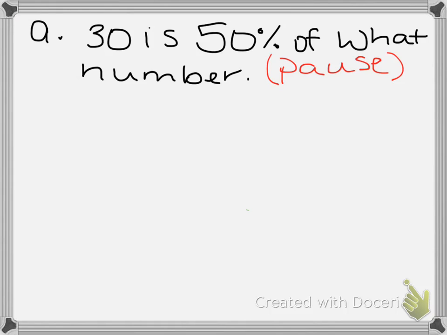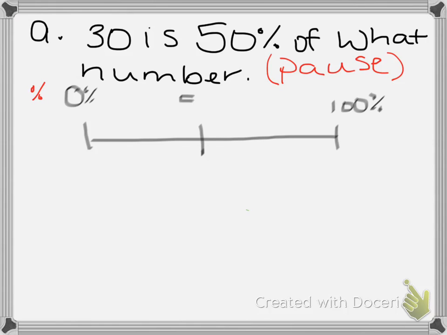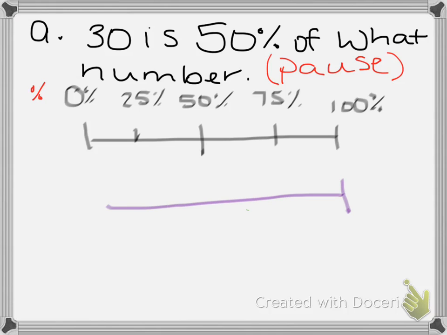So A says 30 is 50% of what number? So we're going to first start with our number line and label it as our percent line. Label it 0, 50, and 100. Now technically we could have left out the 25% and 75%. I put it there for consistency, but because they're giving you the 50%, you could have just done 0, 50, 100. So now we're going to do our number line, and remember 30 is equal to 50%.